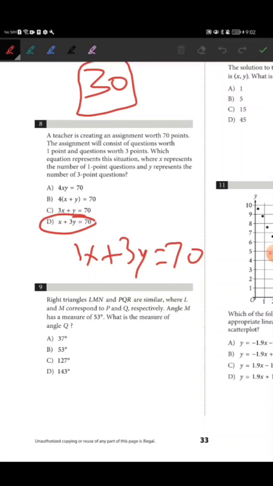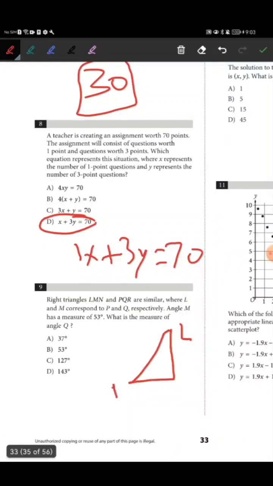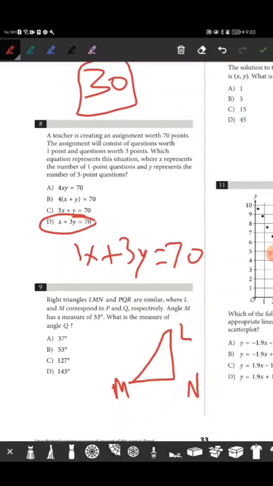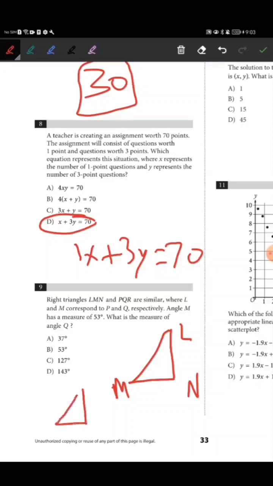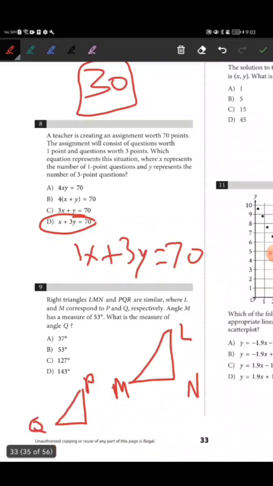So let's draw the triangles. LMN. So let's say that these are the triangles. Sorry. So this is Q and that's R.